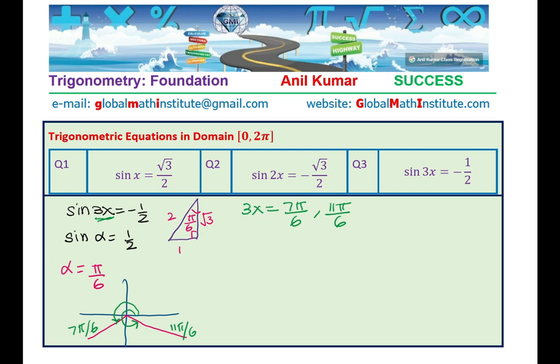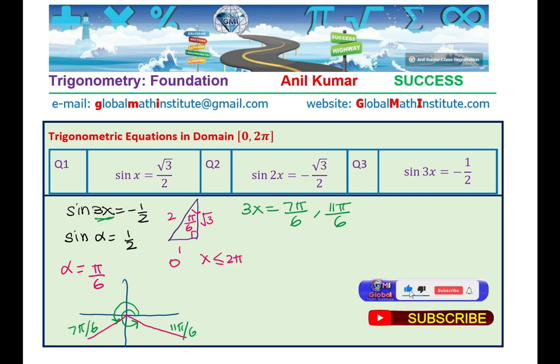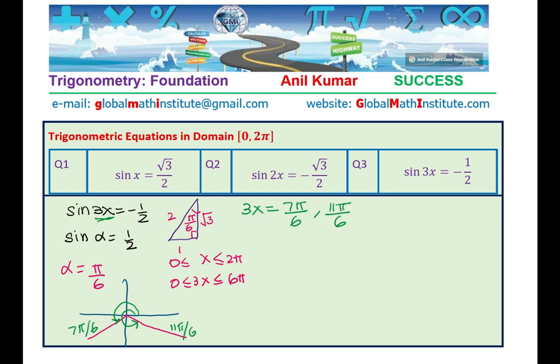However, in 3x, what is happening? As far as the domain is concerned, the domain was given to us as x between 0 and 2 pi, right? But if I multiply by 3, it will be 0 to 6 pi. That means 3 circles, 3 times. This really means that we have 3 ways, 1, 2, and 3, and we are looking for half. Do you see this? We have 6 solutions.